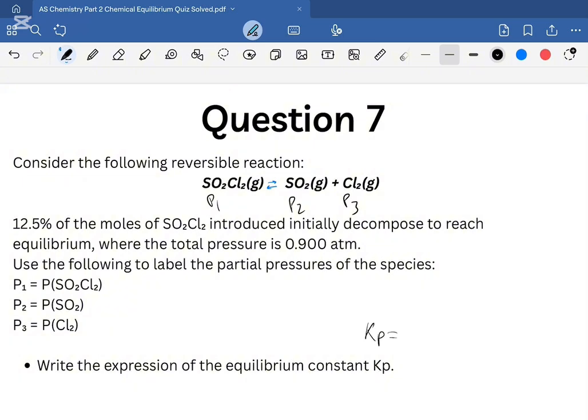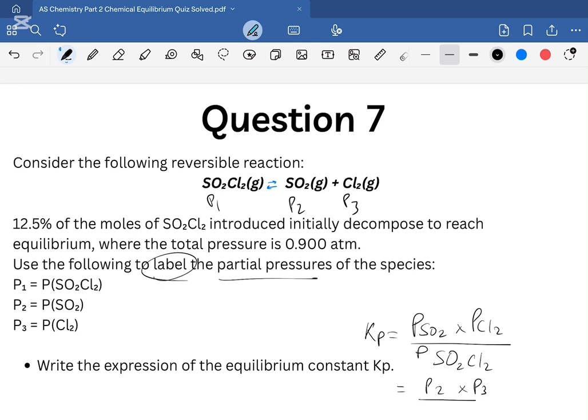Now Kp is going to be products over the reactants. So it's going to be the pressure of SO2 times the pressure of Cl2. And since the coefficient is 1, there's no power in this case. And over the pressure of SO2Cl2. So we're going to substitute by the labels that they gave us over here for the partial pressure, and it's going to be P2 times P3 over P1. This is the expression for Kp in which we use the partial pressure.